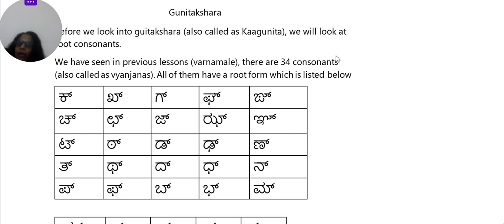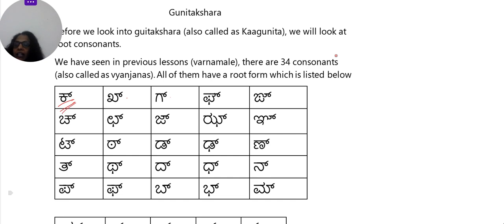But before we get into Gunitakshara, there is one thing which all of you have to understand. We have seen all the consonants. In the Varnamale series, you have learned all the 34 consonants. But these 34 consonants have a root form. All of them have a root form. So that is what is listed here. So this was ka, kha, ga, gha. If you remember, that was the first row of the vyanjanas.